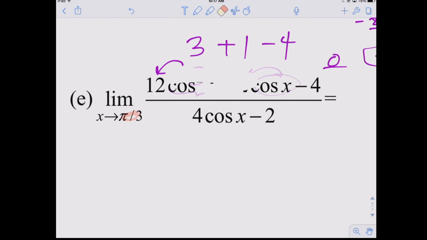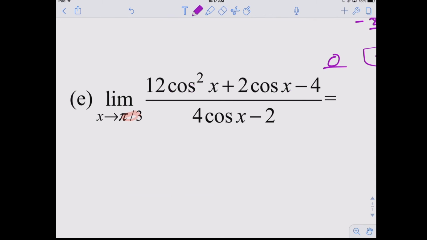No. Let's go ahead and plug it in. Cosine of pi thirds is 1/2. 1/2 of 4 is 2. 2 minus 2 is 0. Okay. It was, but at least not by assumption.